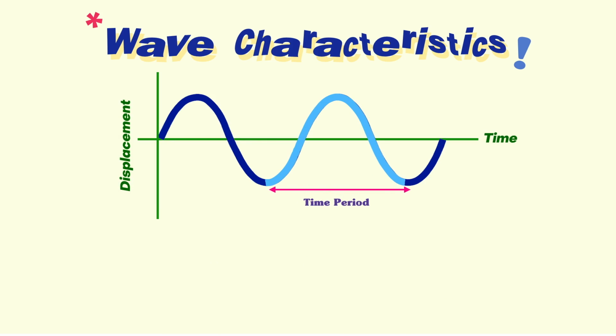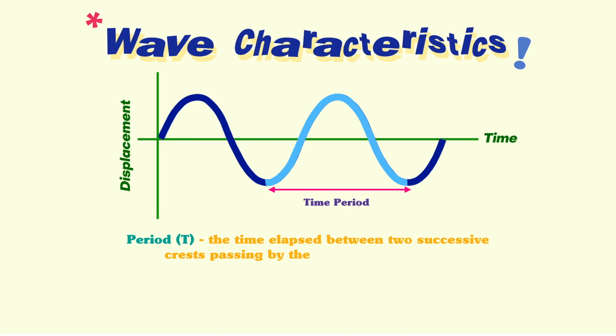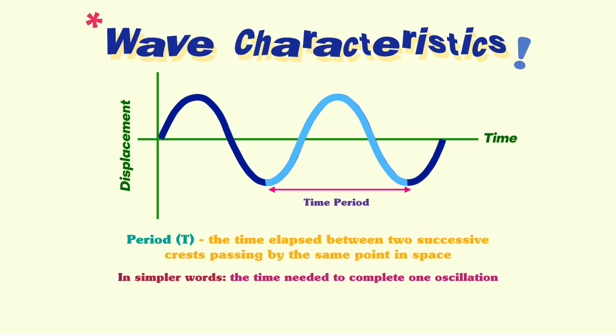Next is the time period. The period, represented by a big T, is the time elapsed between two successive crests passing by the same point in space. In simpler words, the time needed to complete one oscillation. The formula for period is equal to 1 divided by the frequency.